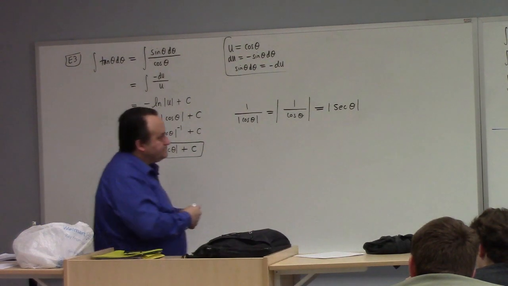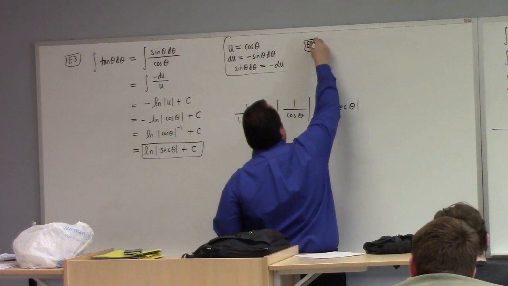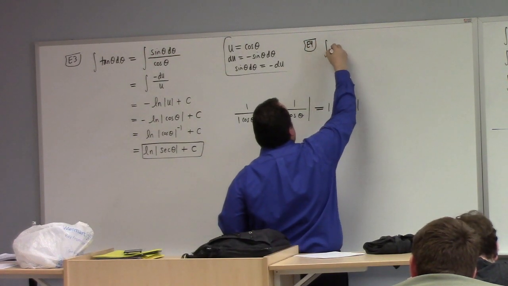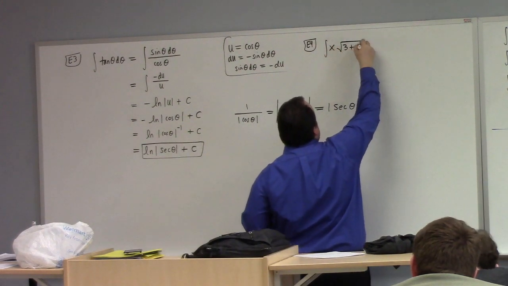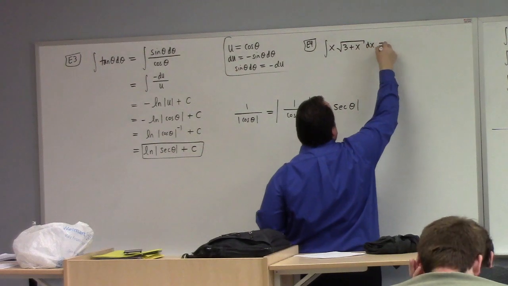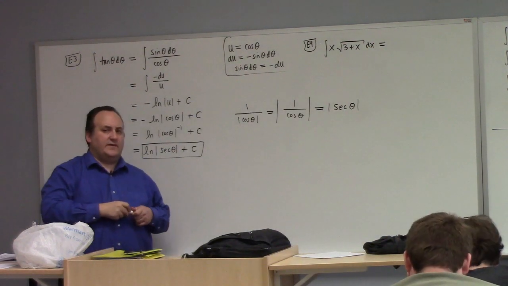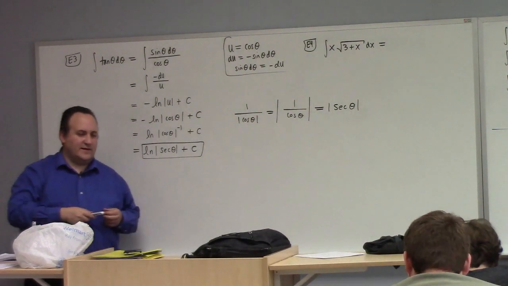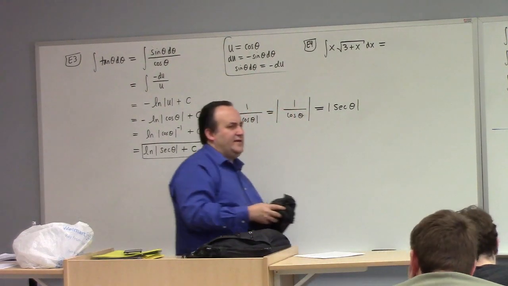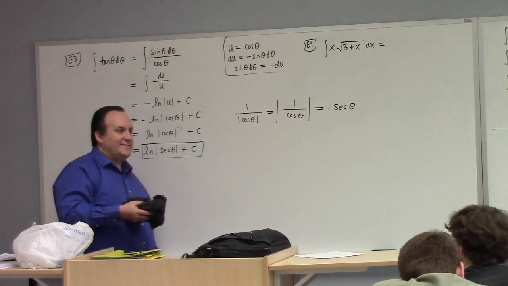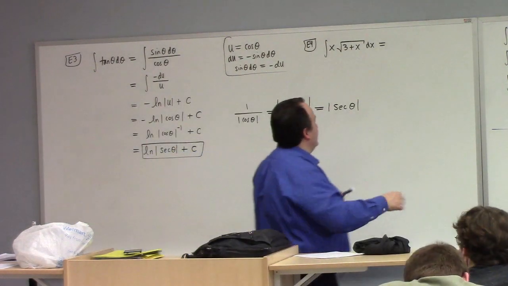Let's do another. Example 4. What if we're up against the integral of x times the square root of 3 plus x dx? How should we do this? By the way, there is a question you guys are eventually going to ask me: how are you picking u? Yeah? We guess u is 3 plus x inside the square root. Very good. You are correct.